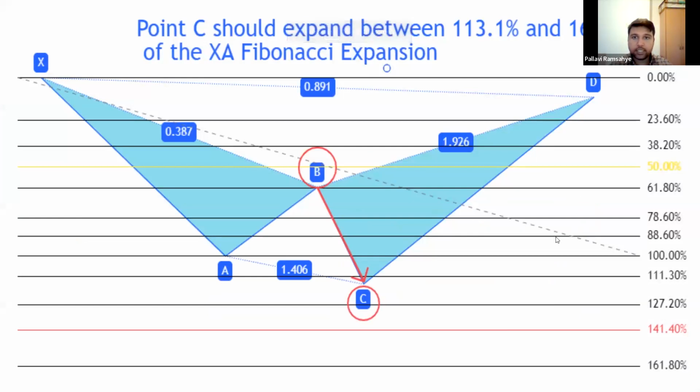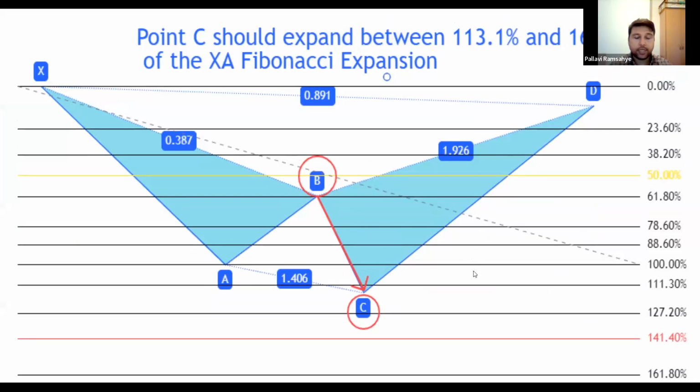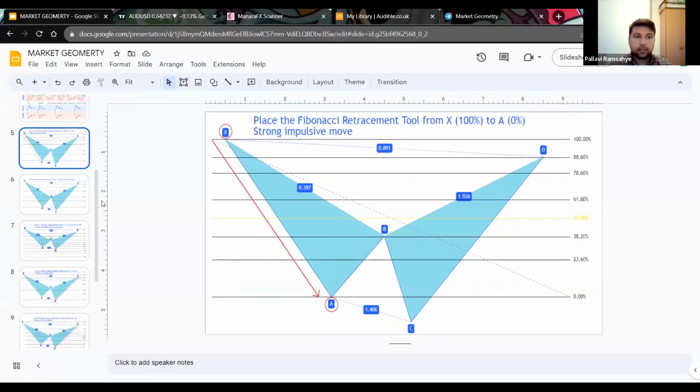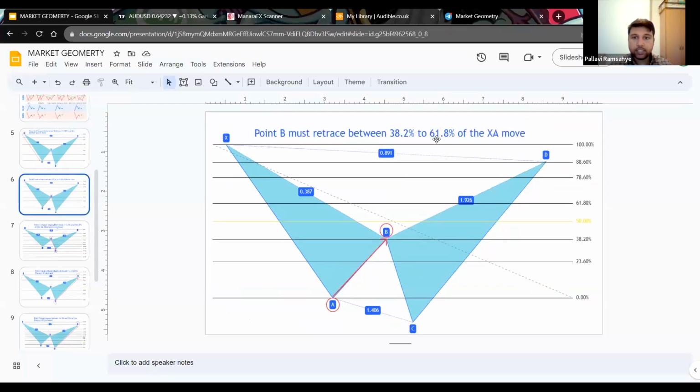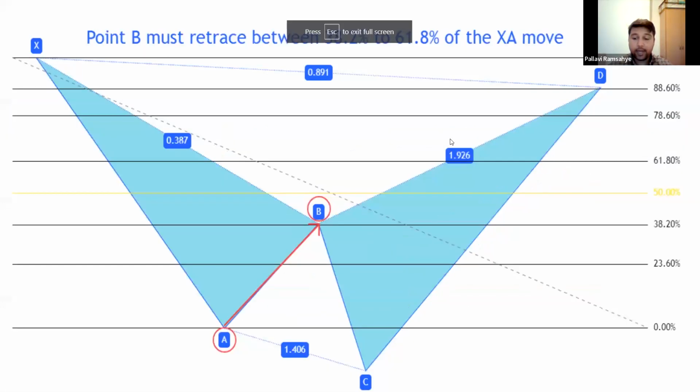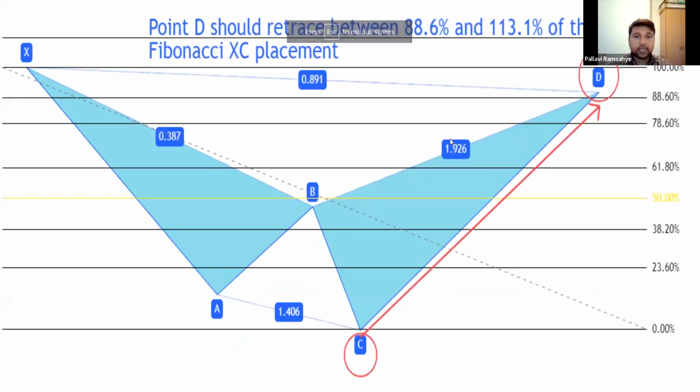Perfect. So those are the percentages that we're looking for the C point to expand to, okay? Without these two confirmations, the pattern is invalid, okay? Without C falling between these percentages and without B falling between the percentages that was stated, between these two percentages, 38.2 and 61.8, B would be invalid if it went outside of this zone, okay? So just think of it as zones.